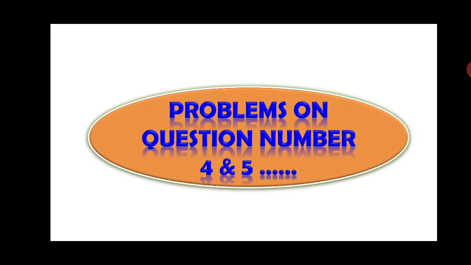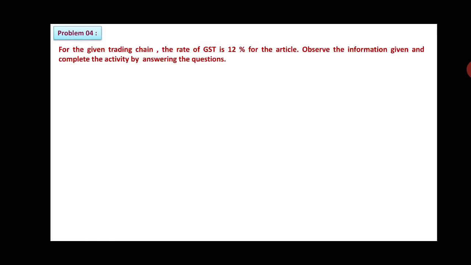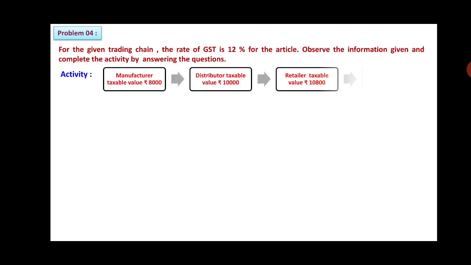Now we will continue with questions number 4 and 5. Friends, here a problem is given. For the given trading chain, the rate of GST is 12% for the article. Observe the information given and complete the activity by answering the questions. See here, this is the manufacturer, the taxable value is rupees 8,000. The distributor taxable value is rupees 10,000. Retailer taxable value is rupees 10,800. You have to calculate the consumer purchase price.